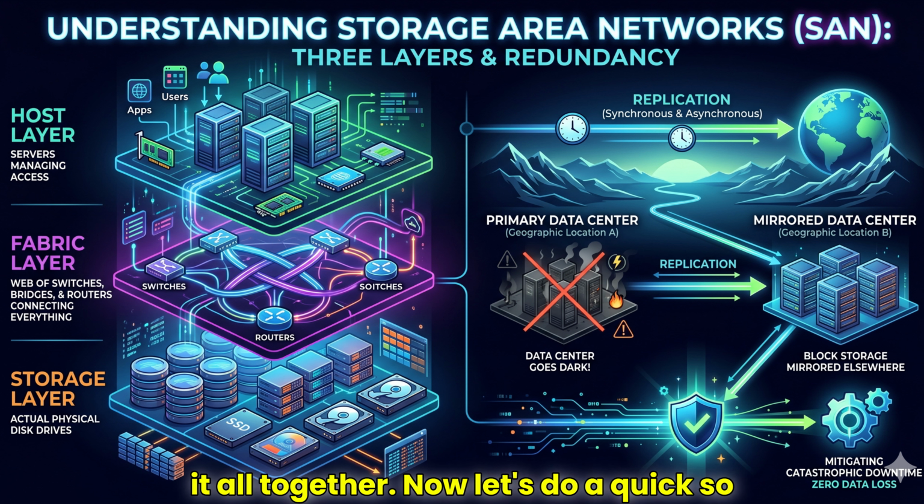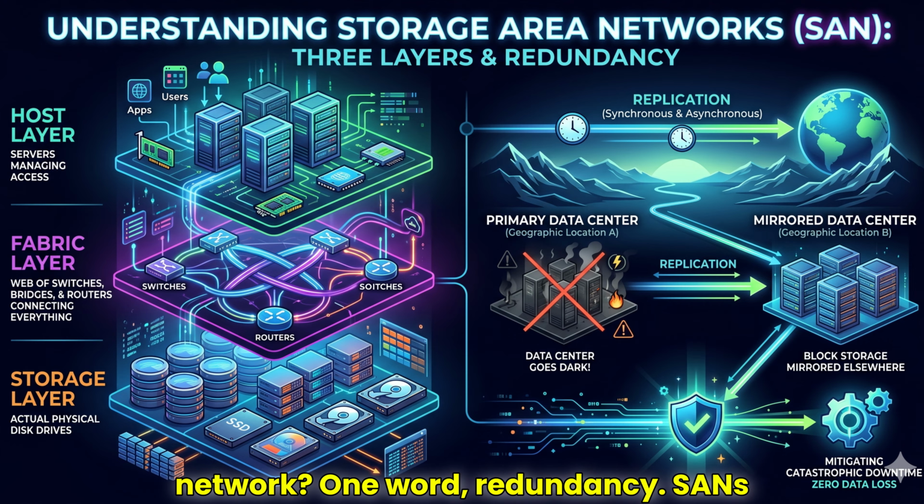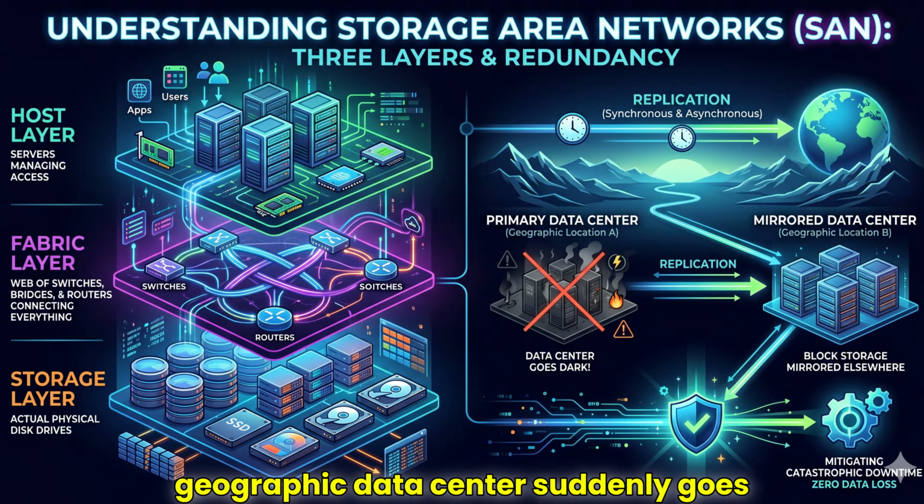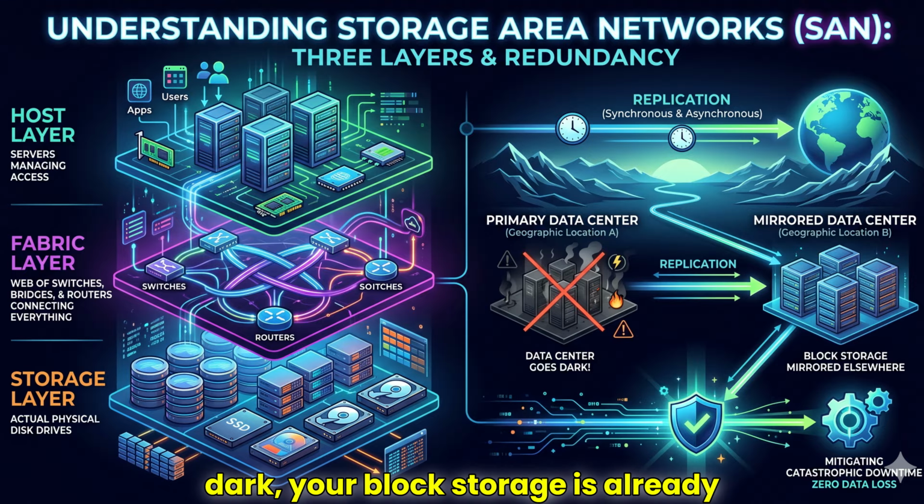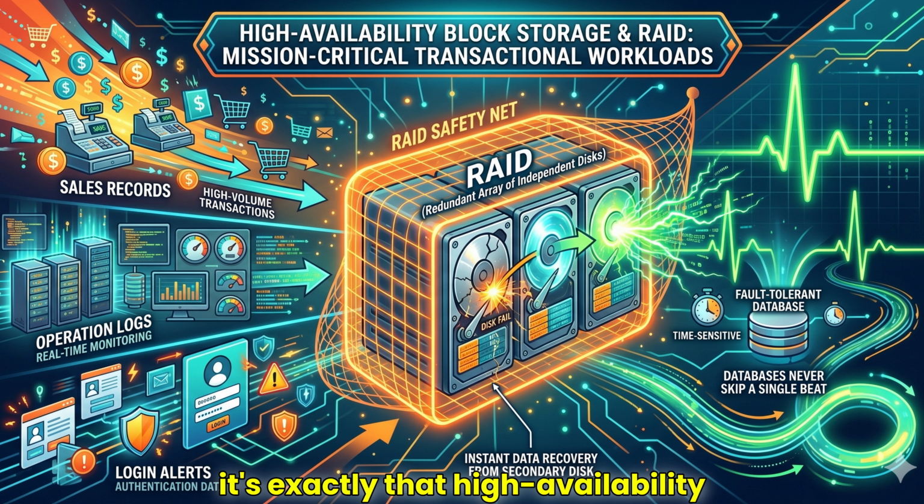Now let's do a quick so what check here. Why go through the trouble of building this massive, complex network? One word, redundancy. SANs use synchronous and asynchronous replication across long physical distances. That means if an entire geographic data center suddenly goes dark, your block storage is already mirrored somewhere else, completely mitigating catastrophic downtime.